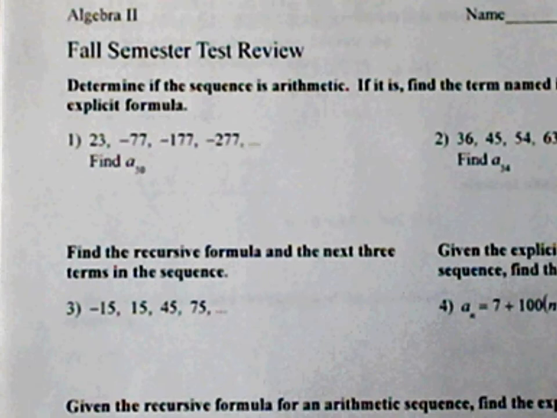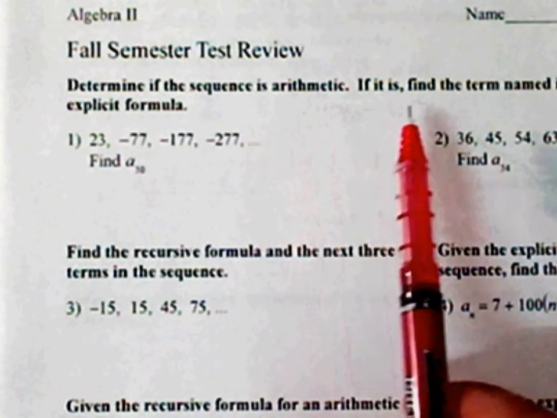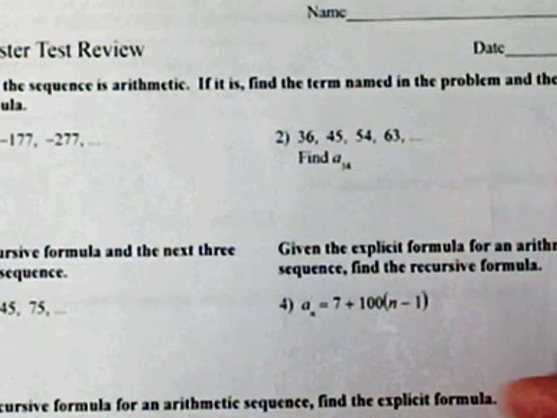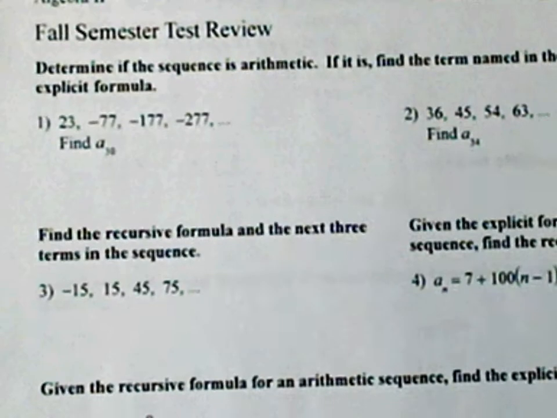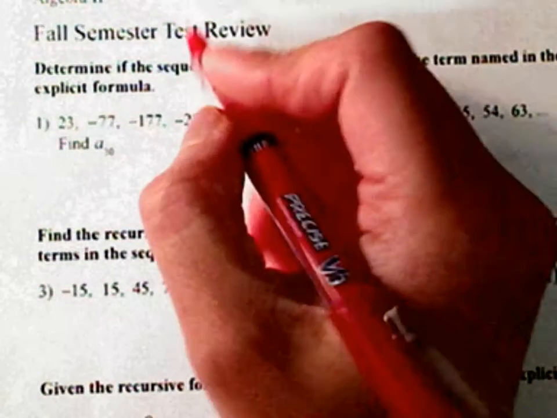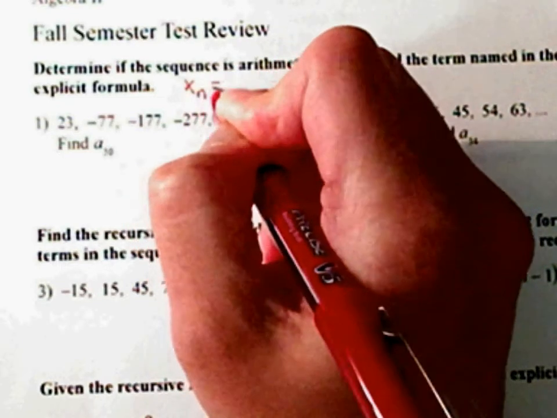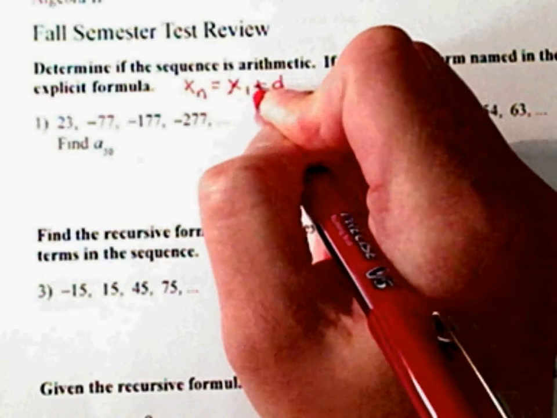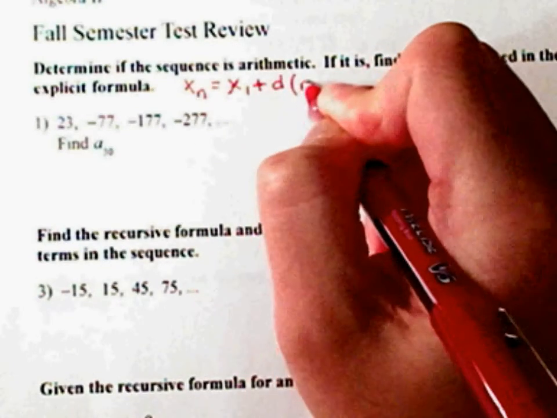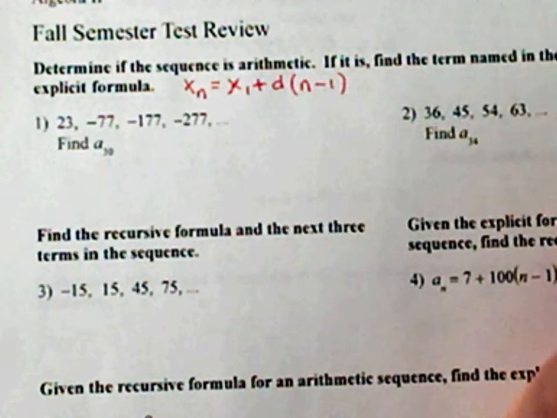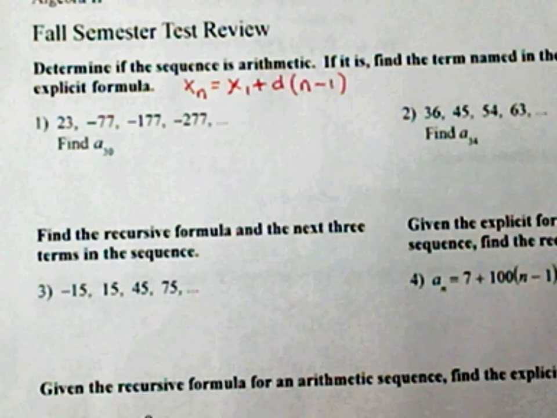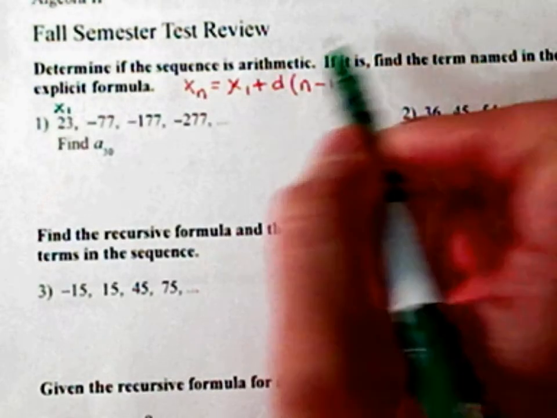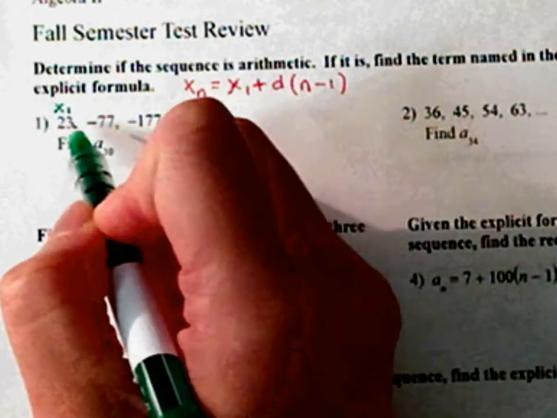It says, determine if the sequence is arithmetic. If it is, find the term named in the problem and the explicit formula. Here's the general explicit formula: x of n is equal to x of 1 plus d, your difference, times parentheses n minus 1. This is something that you should memorize, okay? Your first term is listed right here. Your d is the difference between the two.